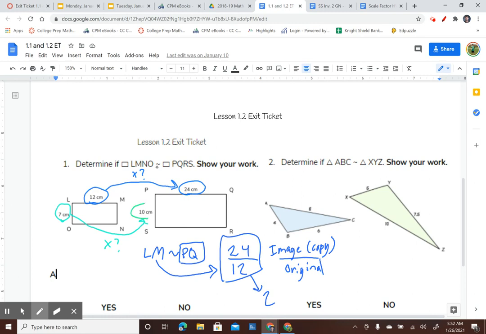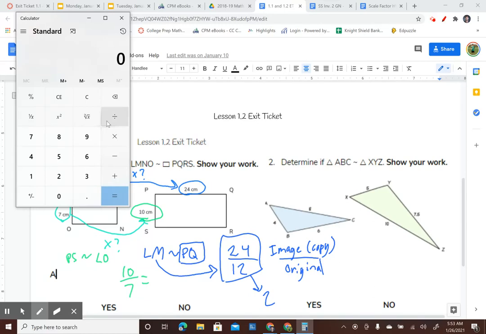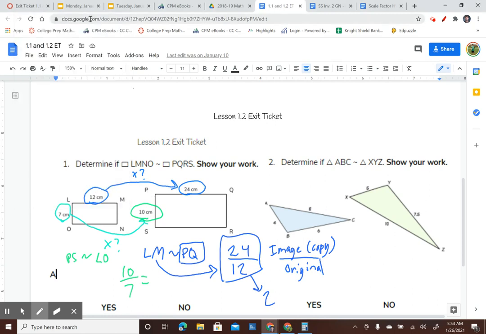We'll do the same thing over here, we have 10 over 7, right? Because side PS aligns with side LO. So we can do 10 over 7. And notice when we do 10 divided by 7, it does not give us 2, right? We need to have 14 over 7. So let's go ahead and use our calculator. 10 divided by 7 equals 1.43.